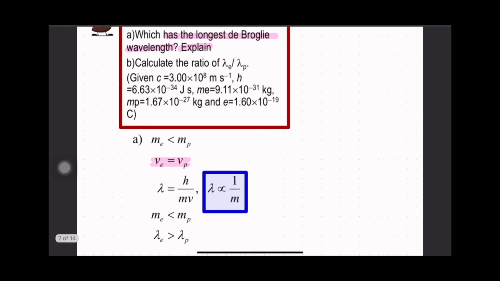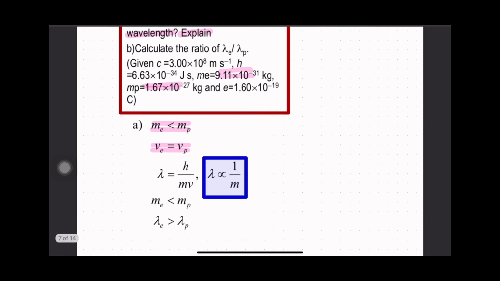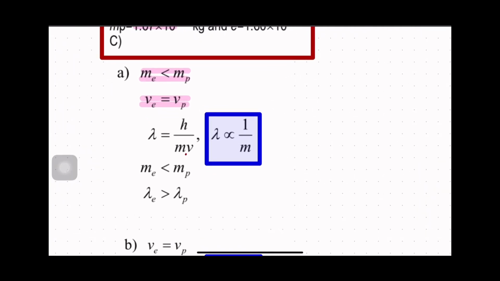And then you know that the mass of proton and mass of electron. Okay, so we know here that the mass of electron is less than the mass of proton. Okay, based on equation, because we want to compare, they said longest wavelength. So the equation we want to compare must have wavelength, and then must have V and must have M. Okay, so the suitable one is lambda is equal to h over mv. And then I come out with the relation because in our case, velocity is constant. And h is also a constant value. So we look at the relation of wavelength with mass.